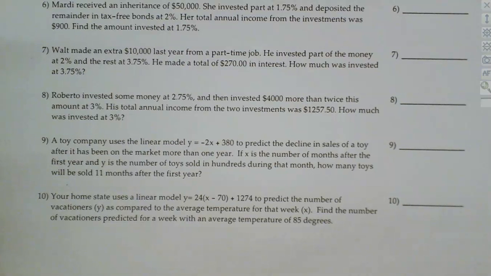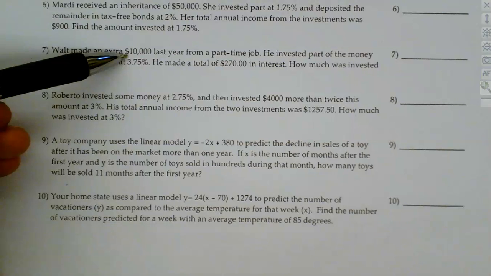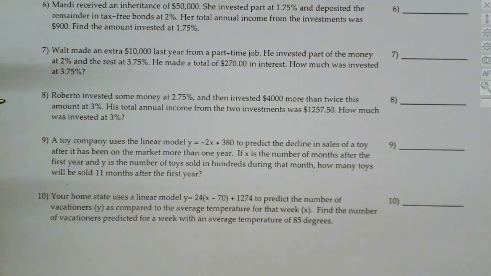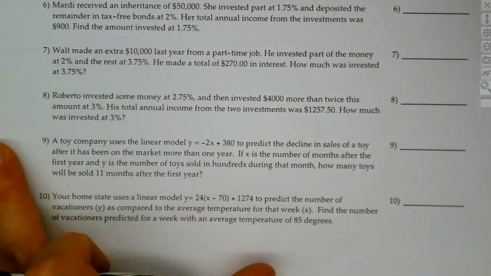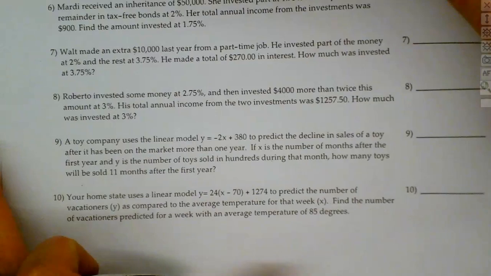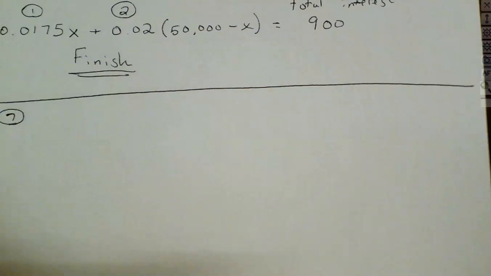Walt made $10,000 last year from his part-time job. So that $10,000 is going to be your total amount. That's how much money we've got. He invested part of the money at 2%, part at 3.75%. Total amount was $270. So, very similar to question 6. Almost the same, just different numbers.